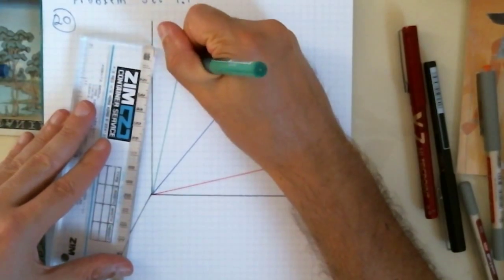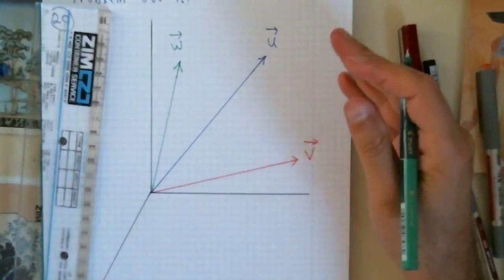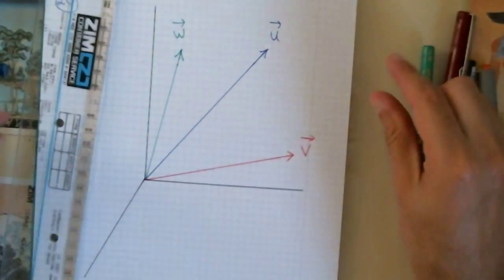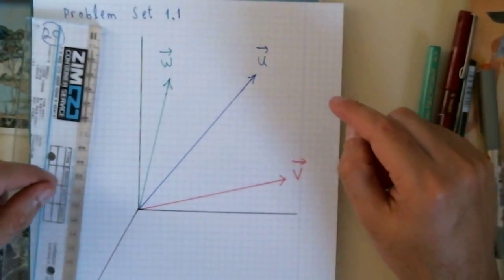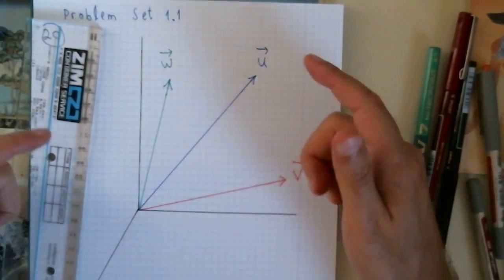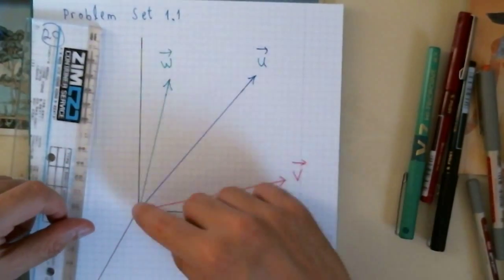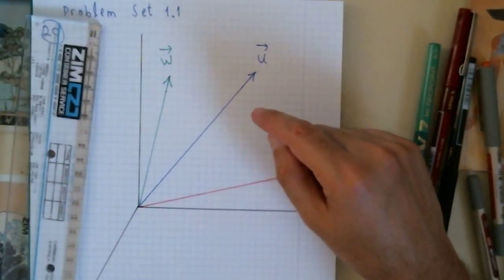Okay, the lengths are not important. We just want to make some length so we can divide it later easily. So we have U, V, and W. And in my painting, they are U, the blue one, V, the red one, and W, the green one. Okay, let's go to the question.